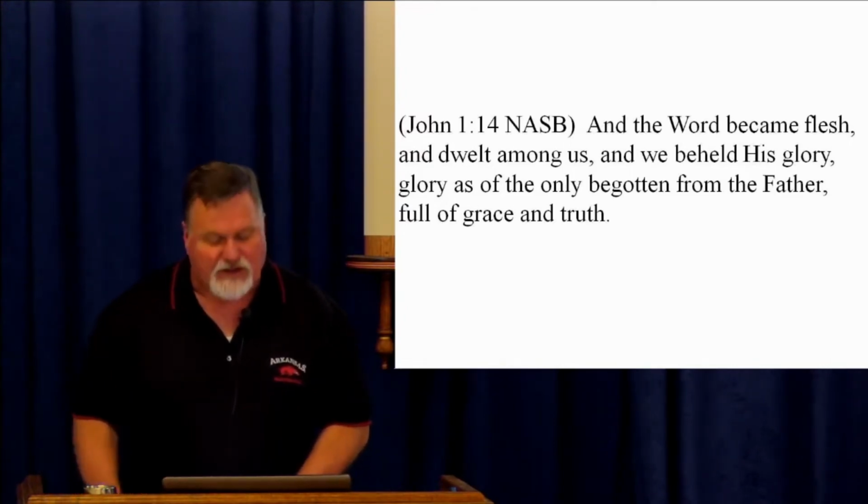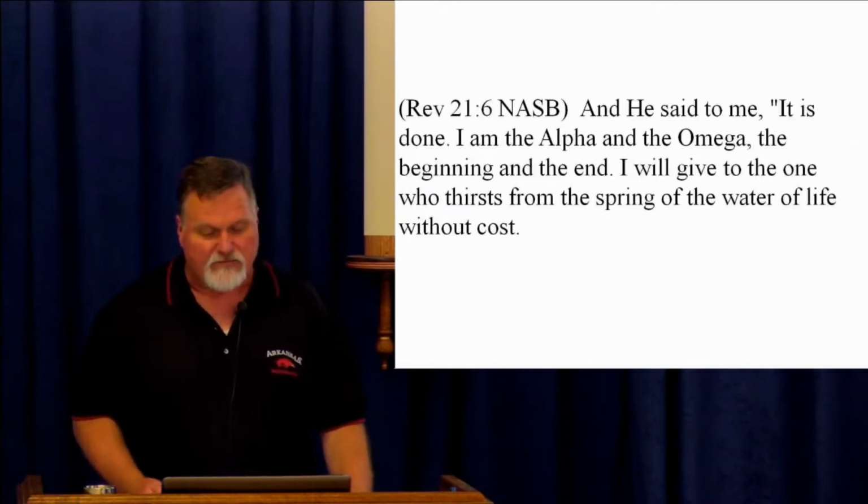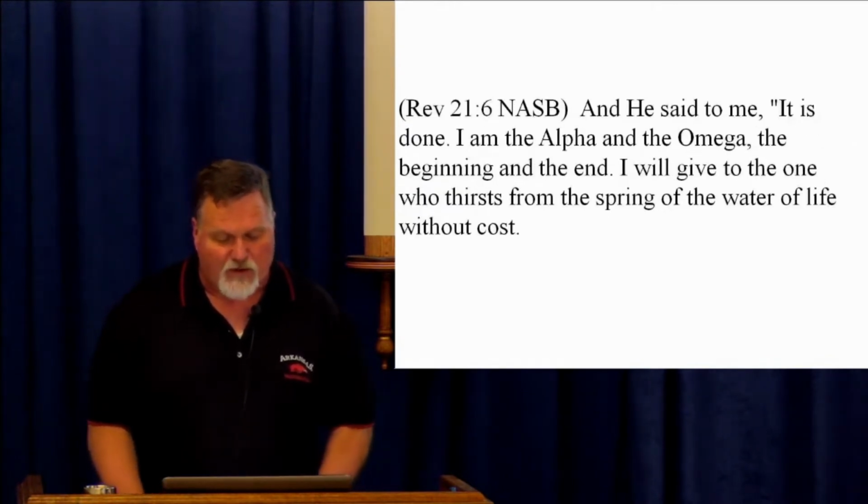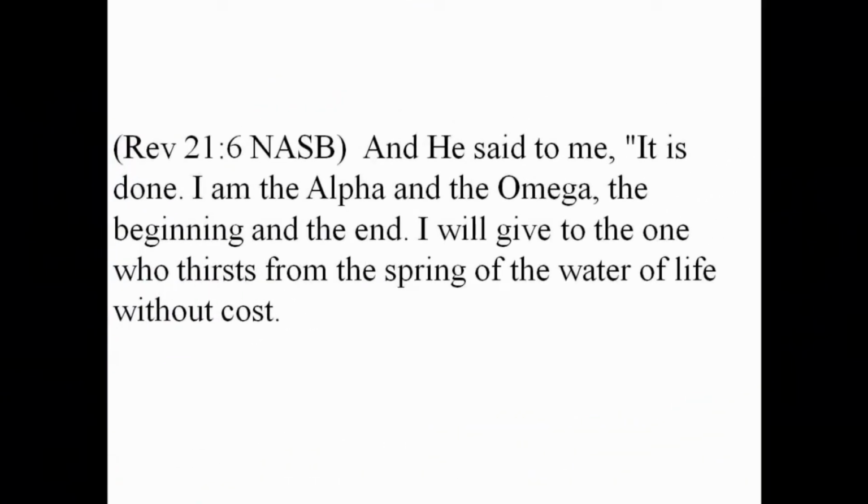Now, in Revelation, he's called the Alpha and the Omega. In Revelation 21, verse 6, "And he said to me, It is done. I am the Alpha and the Omega, the beginning and the end. I will give to the one who thirsts from the spring of the water of life without cost." So he's saying, he's the Alpha and the Omega. That's the first and last letters in the Greek alphabet. He's the whole word of the Father.